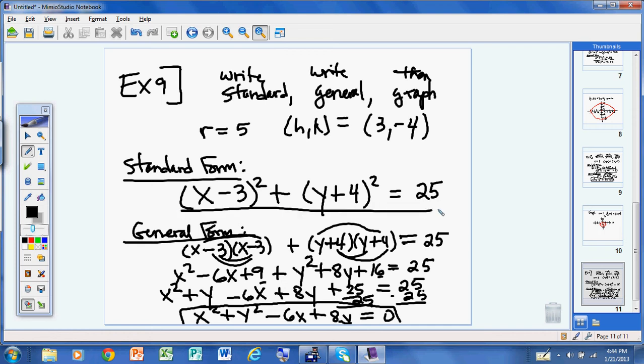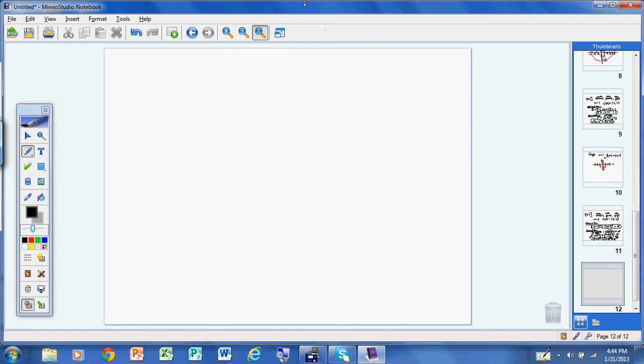And this is our standard form answer here. Okay, and last thing they want us to do with this is graph it. So we graph using our tools. The radius was 5 again, and what was the center? The HK was 3, -4.